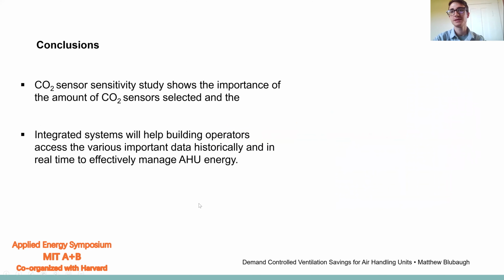So in conclusion, we had the sensitivity study of the sensors in the lecture rooms and showed the importance of the CO2 sensors and the number of them and how you mount them, where you mount them, and then using the integrated systems overall to collect data and historically analyze it and model based on that is very important to the future of building operators using data-based demand-controlled ventilation strategies.